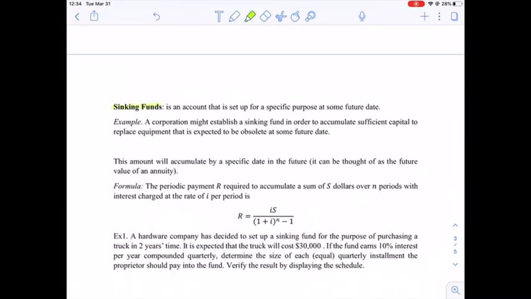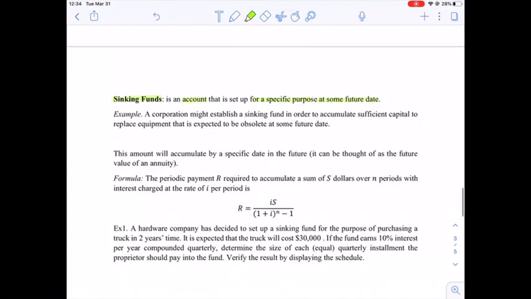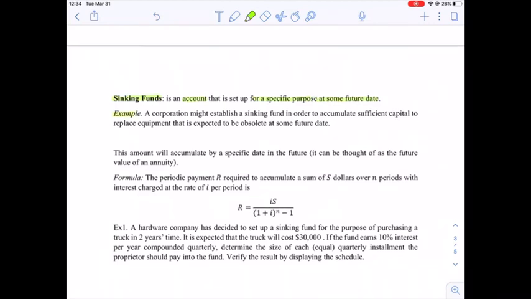Now the second concept here is sinking funds. By sinking fund we mean we establish an account for a specific purpose at some future date. For example, a corporation might establish a sinking fund in order to accumulate sufficient capital to replace equipment that is expected to be obsolete at a future date.